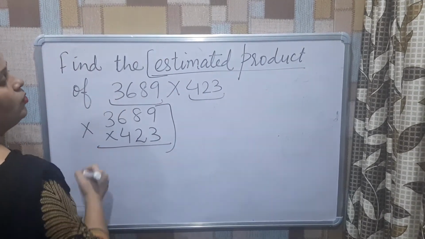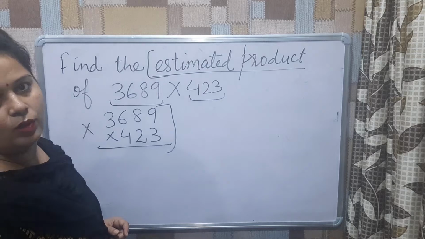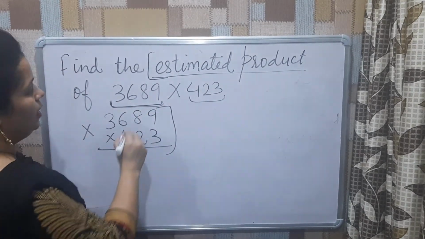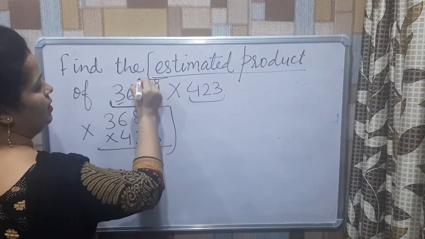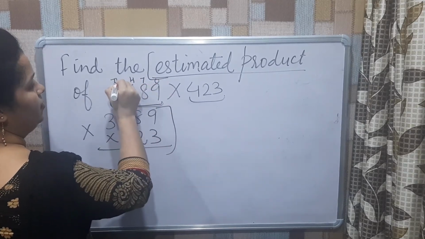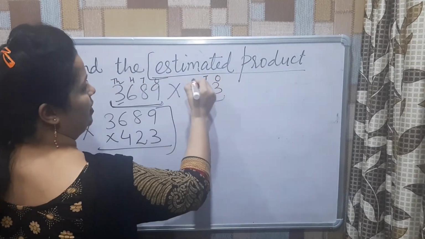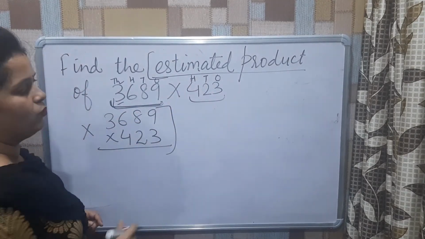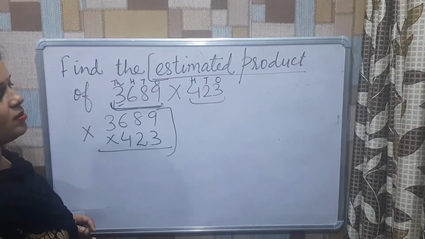Now here it is not given that to which number I have to round off, so we will always go for the bigger number, bigger place. Here the biggest place is ones, tens, hundreds and thousands, and here the biggest place is 100. So I am going to round off this number to the nearest 1000 and this number to the nearest 100.